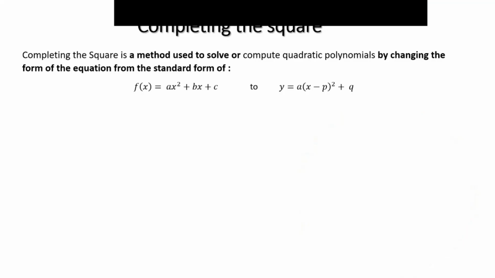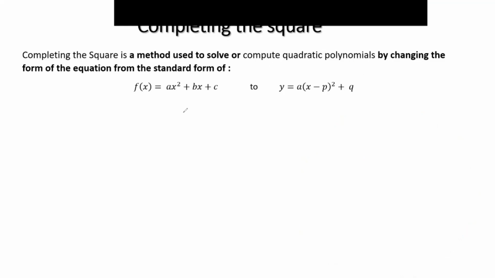All right, what are we doing today? Today, we're talking about completing the square. To complete the square is a method used to compute quadratic polynomials by changing the form of the equation from the standard form. Let me explain what that means.